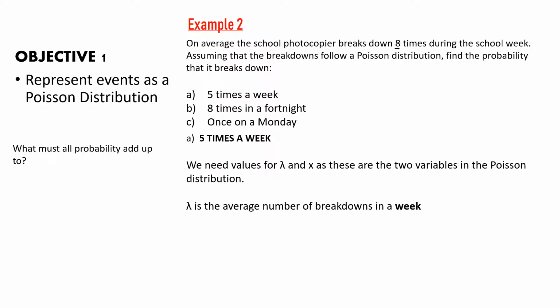And we want to check how many times it asks us for in the question. And this x value is the amount of times it's been asked for in the question, and that's 5 times a week. And the school week is the same as this week. So if lambda is equal to 8 and x equals 5, and if we plop those values into your Poisson distribution formula, we'll get 0.0916. And again, you can check that you do.